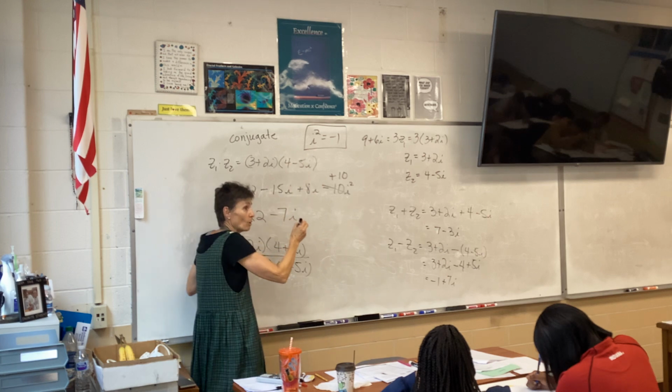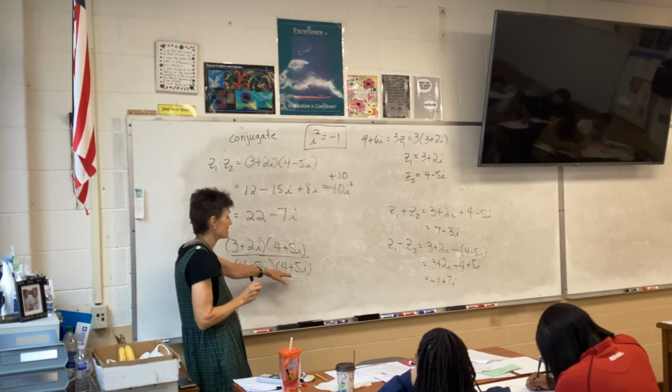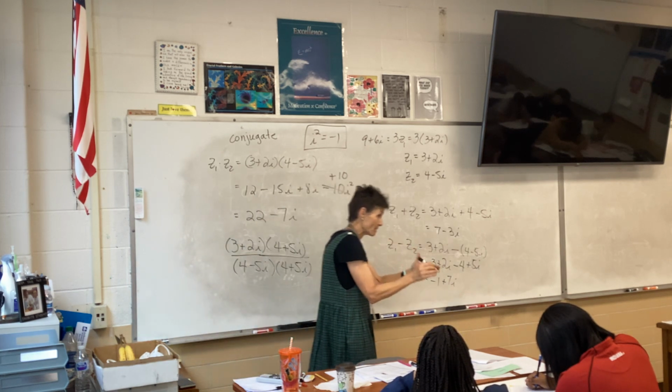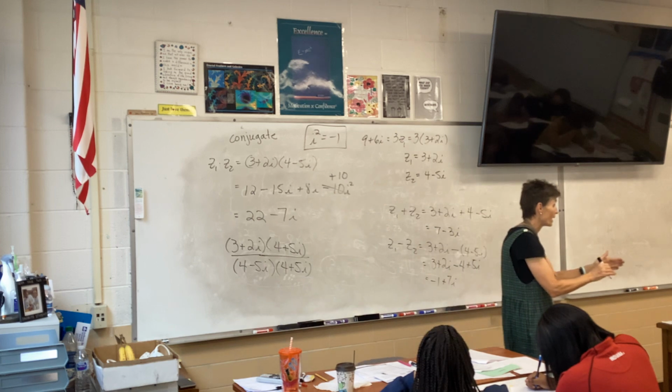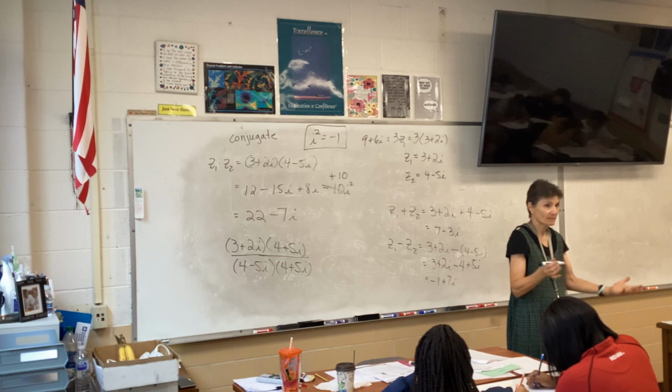You've heard that word before? It's called the conjugate. The conjugate of a complex number is this exactly. You just change the middle sign. So if our number were a plus bi, the conjugate would be a minus bi. That's just the name of it.